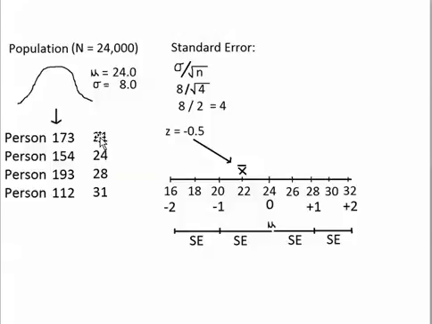Over here, I recorded each person's age. If you added these 4 ages and divided the total by 4, the answer would be 26. So x bar is 26. Just by looking at the number line, we can see that our sample mean of 26 has a z-score of plus 0.5.